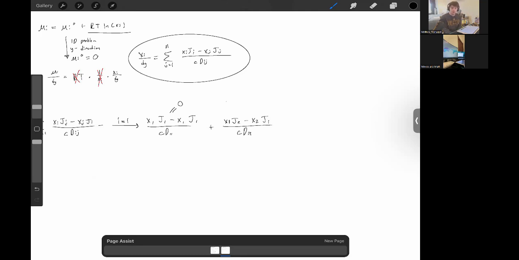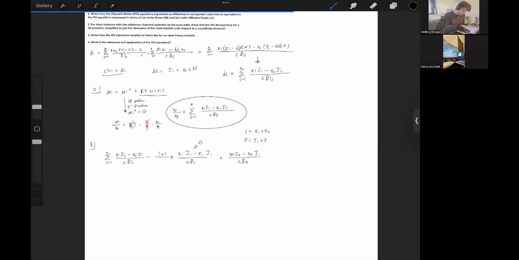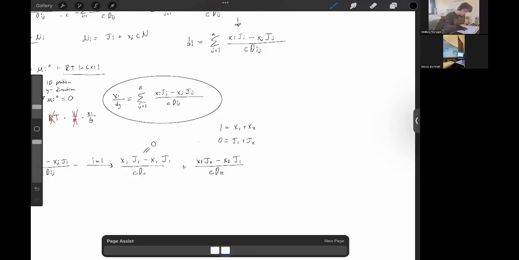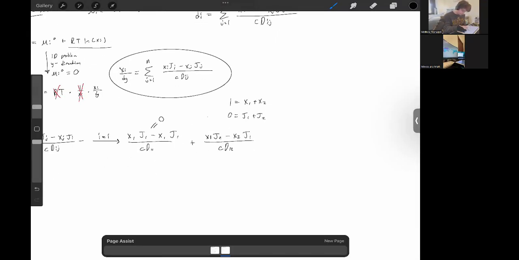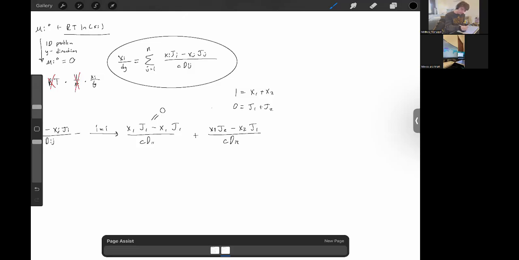Okay, so now we're gonna do some pretty basic thermodynamics really quick. We're gonna say that for the sake of simplification, our mole fractions x1 and x2 add up to 1, and that our fluxes J1 plus J2 add up to zero, so J2 equals negative J1. Sorry, this iPad is chugging along.